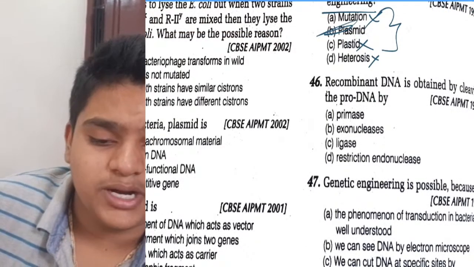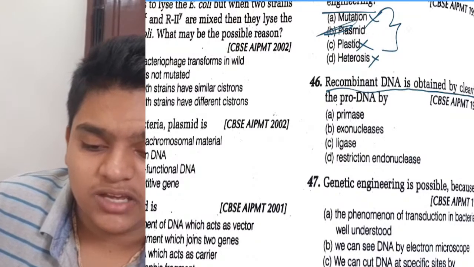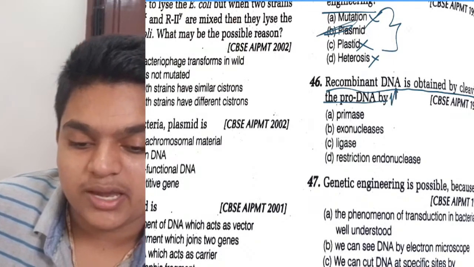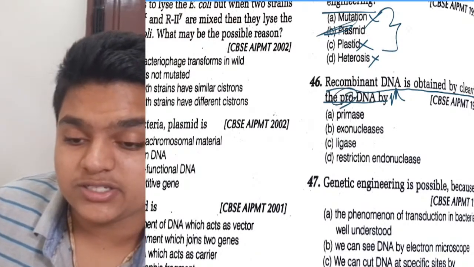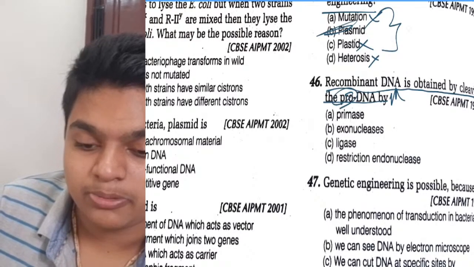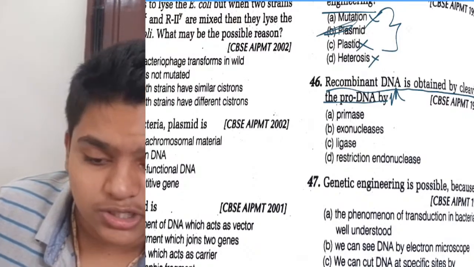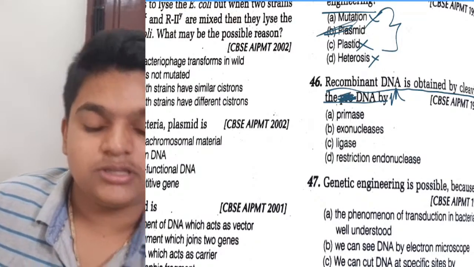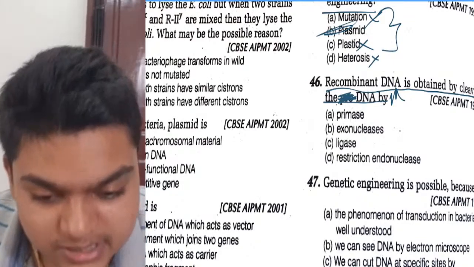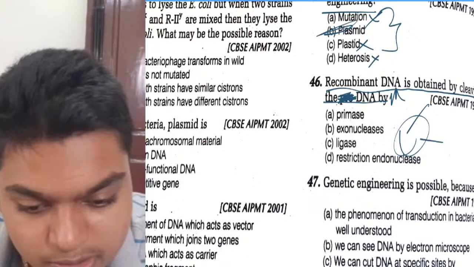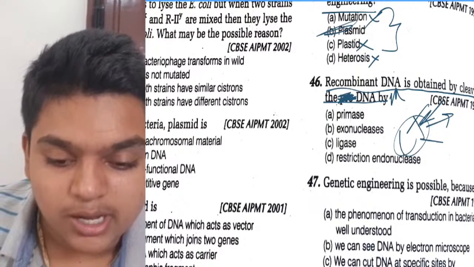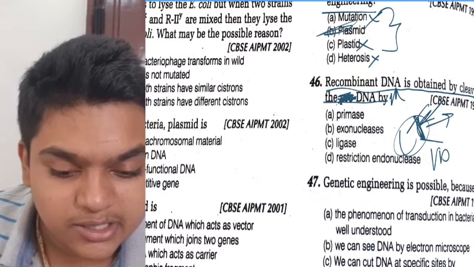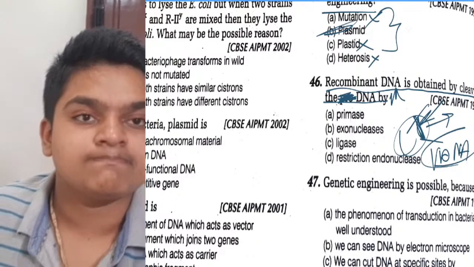Now, recombinant DNA is obtained by cleaving the pro-DNA by. Actually, pro-DNA is nothing but non-recombinant DNA. Put pro-DNA aside and write non-recombinant DNA. If this is the first DNA, we add something, remove this, and then put another gene and make it an rDNA, called recombinant DNA.